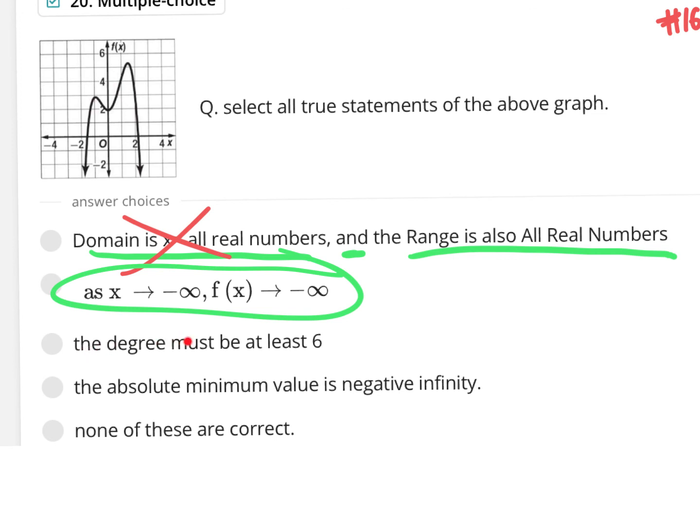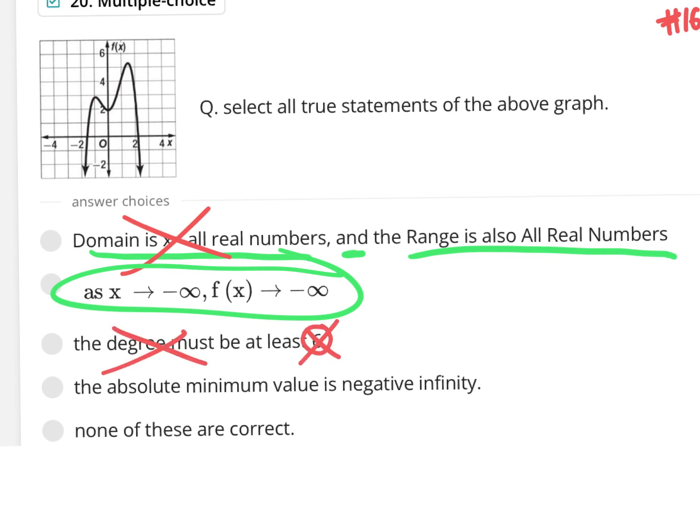How about this? The degree must be at least 6. What do you say? Must be at least 6. That's not true, right? It could be 6, but it doesn't have to be at least 6. It has to be at least 4, the number of directions that it's traveling in. It goes up, that's 1. It goes down, that's 2. Back up, that's 3. Back down, that's 4. So it has to be at least 4, not 6. So that doesn't work out.